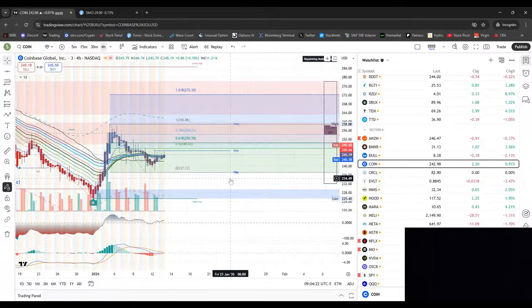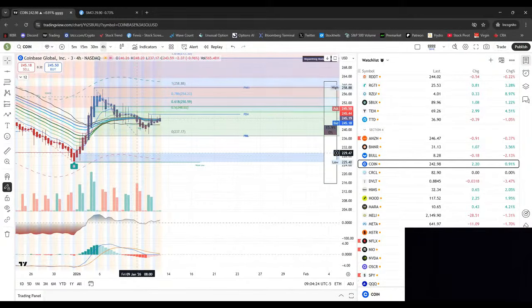Moving forward to COIN, very similar. You see the buying pressure right on this particular candle. We have a valid retracement.